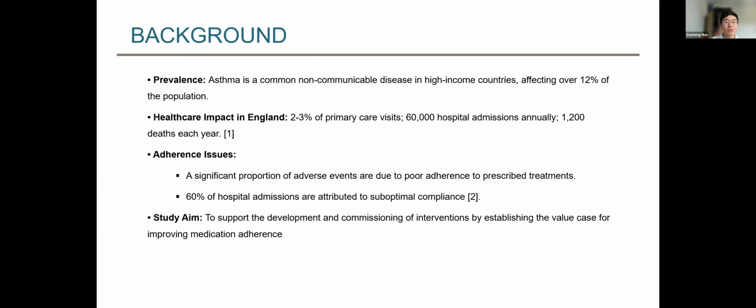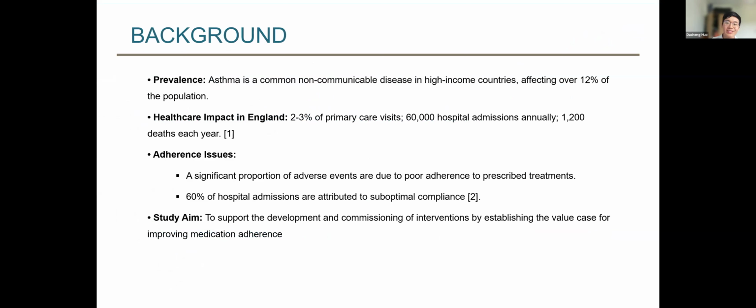So to start with, I think we need to discuss the background of asthma. It's a chronic condition that is affecting about 12% of the UK population. In England alone, it accounts for 2 or 3% of primary care visits and 60,000 hospital admissions, resulting in 1,200 deaths annually.